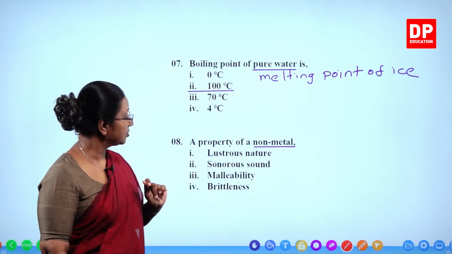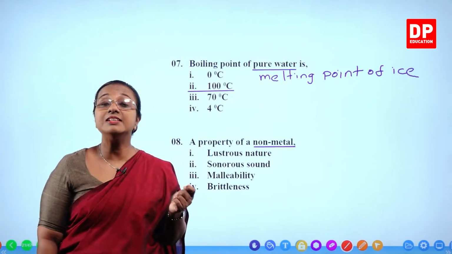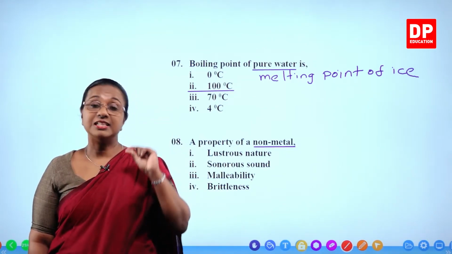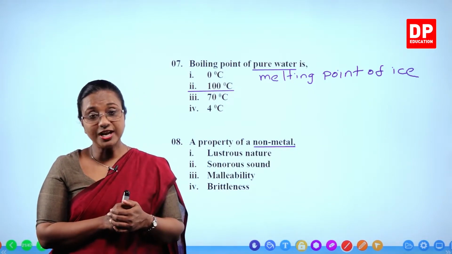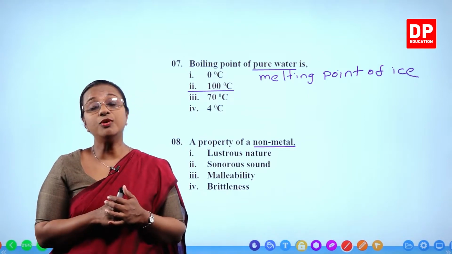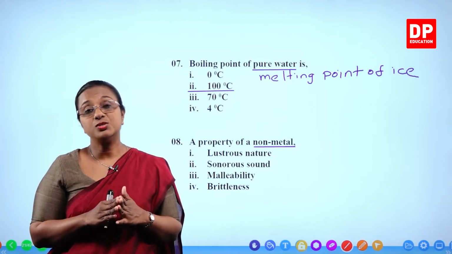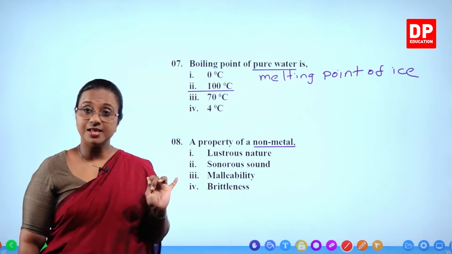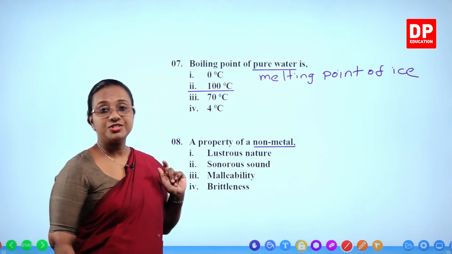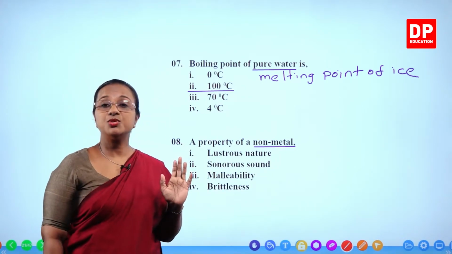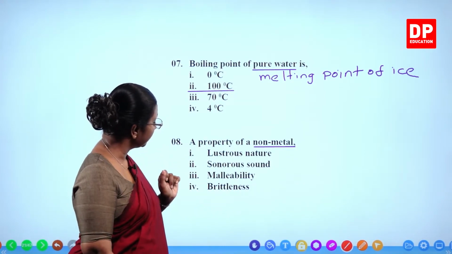Then the second one, sonorous sound. How do we identify sonorous sound? It is the ringing sound. So you need to have a certain thickness for the metal, and when you hit it with another object or when you drop it on the floor, if you hear a continuous ringing sound, that sound is what we call sonorous sound. So you all know, students, lustrous nature and sonorous sound are usually seen in metals.